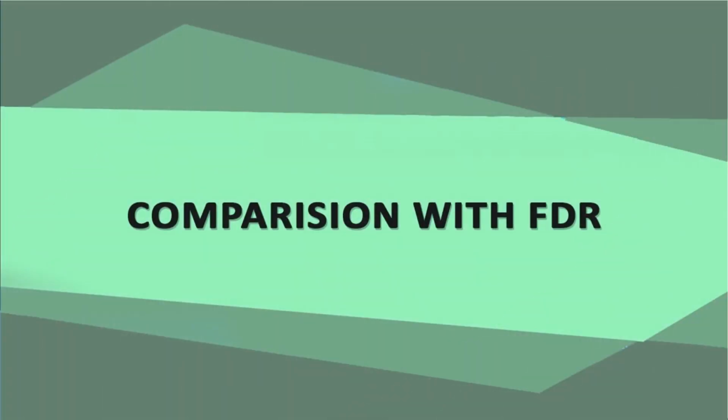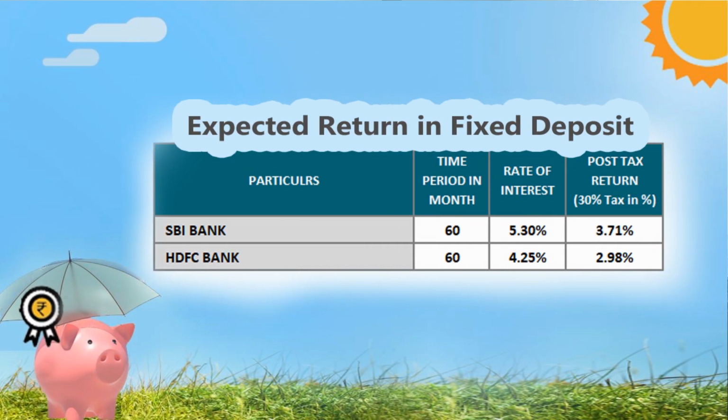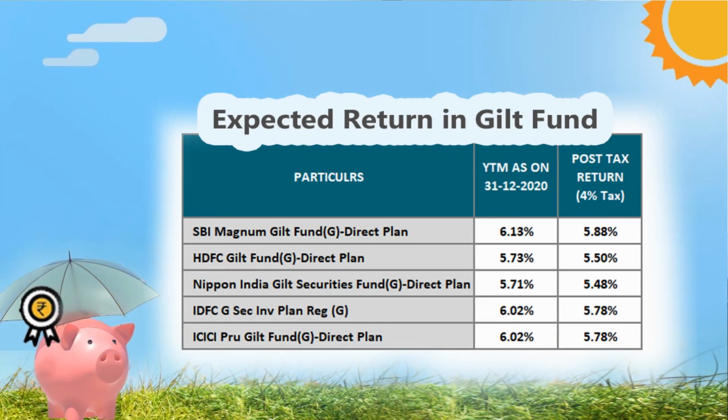Now that we have understood the meaning of gilt funds, its characteristics, its advantages and its disadvantages, let us move on to understanding as to why gilt funds are a better choice of investment as compared to fixed deposits. On screen, you can see the example of returns of a fixed deposit in a public and a private sector banks. And we can see that the post-tax returns of 3.71% and 2.98%. And in the other chart, you can see the existing YTM of gilt funds, which gives post-tax return of 5.5% or more. Hence, in comparison to fixed deposits, they are not only more safe but generate more returns as well.